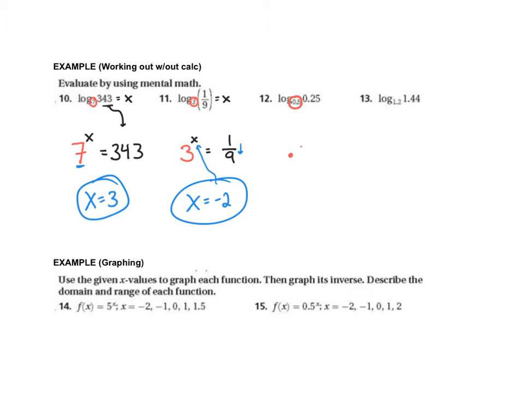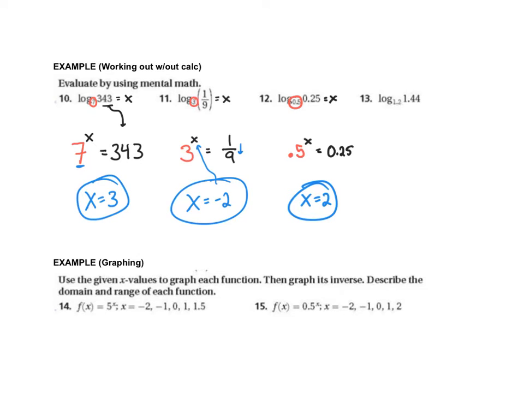Base 0.5 to the x, because it's equal to x. Sorry, I keep forgetting to write that. Is equal to 0.25. What if we squared 0.5? Guess what you get? 0.25. I guess x is going to equal 2. Just square it, and you're going to get your value.